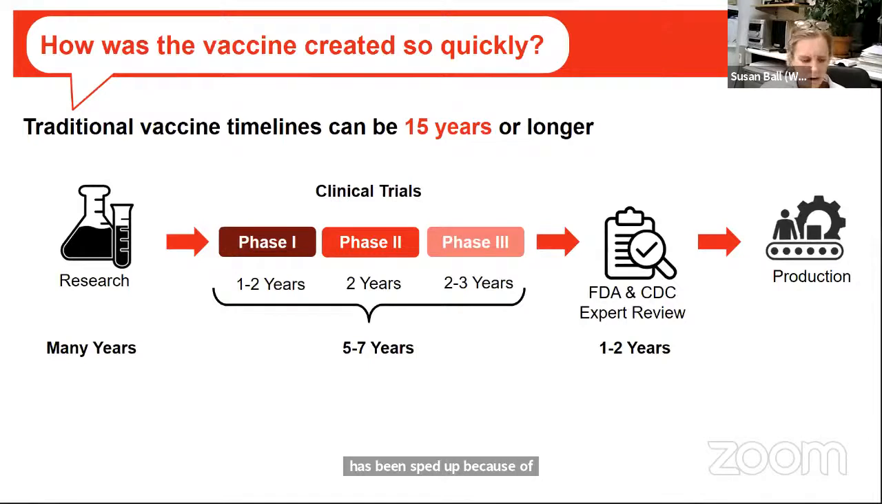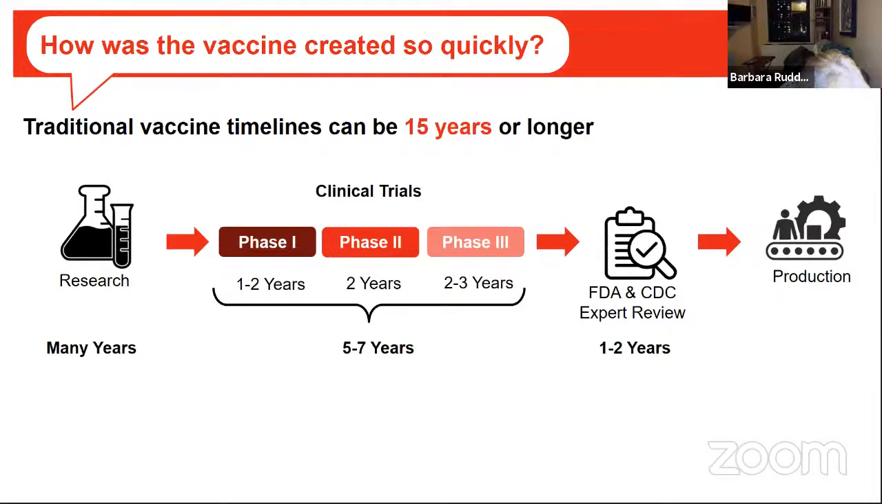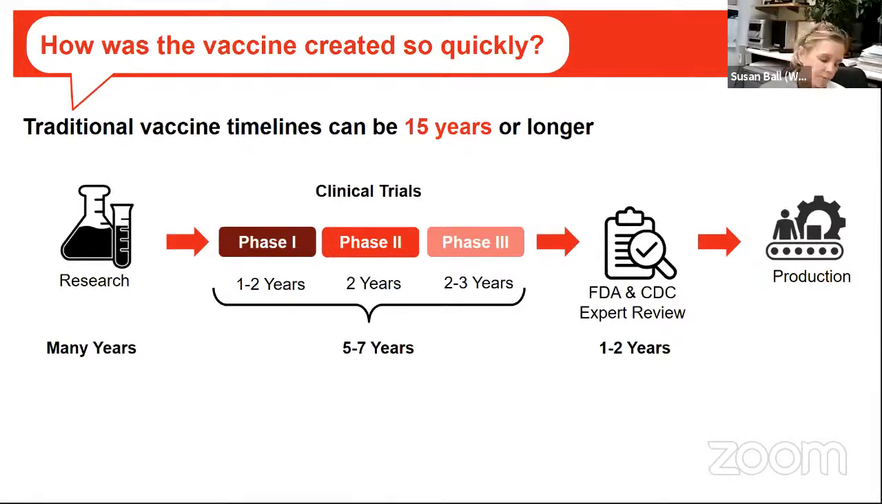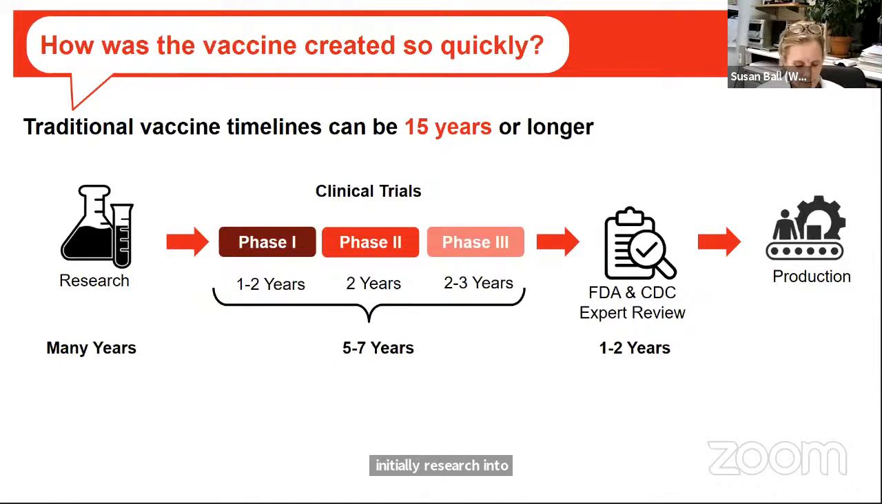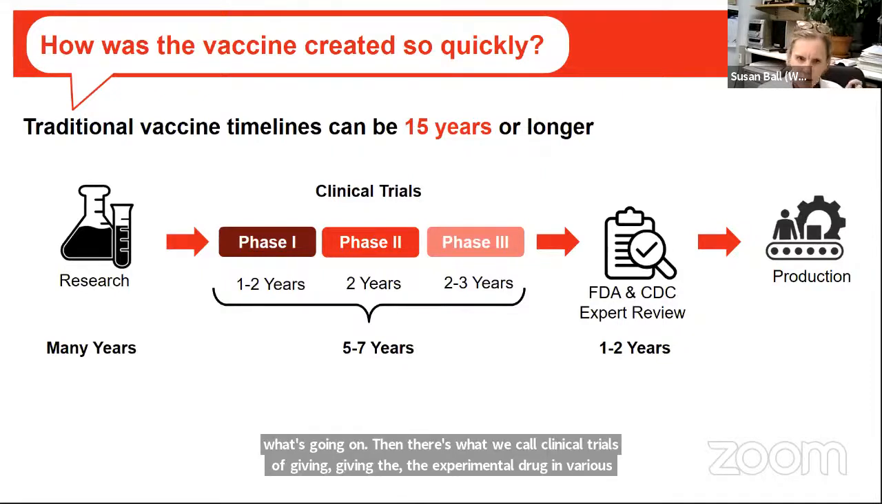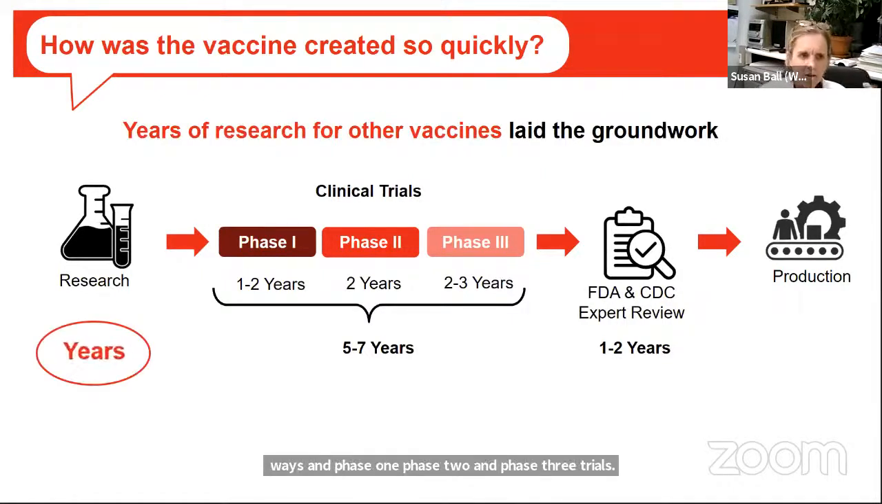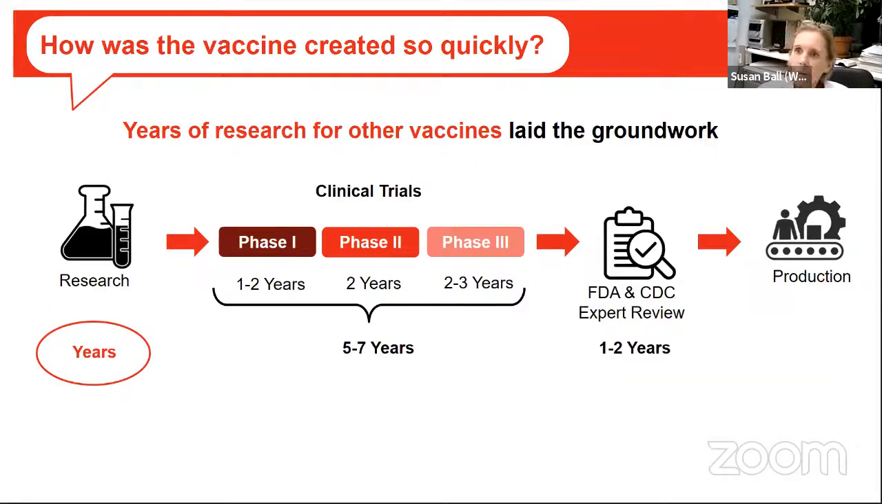There's initially research into what's going on. Then there are what we call clinical trials, giving the experimental drug in various ways in phase 1, phase 2, and phase 3 trials. And then there's government review of those trials and the results, and then eventually production. And you can see this process can take a while. So that's why these years to go into the production of a vaccine, we have compressed that.